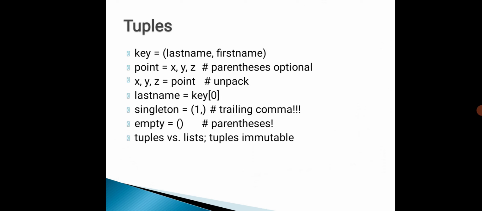Tuples. key = (last name, first name). point = (x, y, z). x, y, z = point. last name = key[0]. singleton = (1,). empty = (). Tuples versus lists: tuples are immutable.